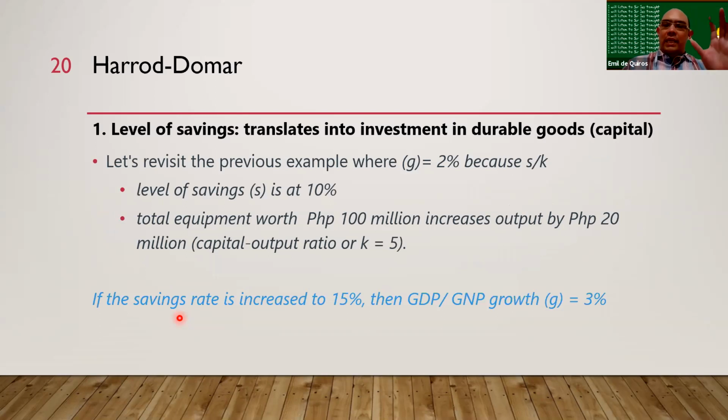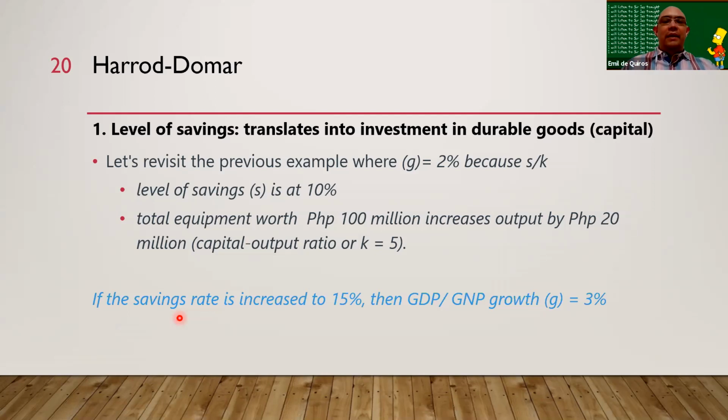We'll go back to the example when I discuss these two important things. So Harrod-Domar emphasized two things. One is you can grow the pie if you increase the level of savings. Because again, in economics, savings is what you can use for investment. What you don't consume, they assume that you can convert into purchasing or spending for durable goods, capital, investment.